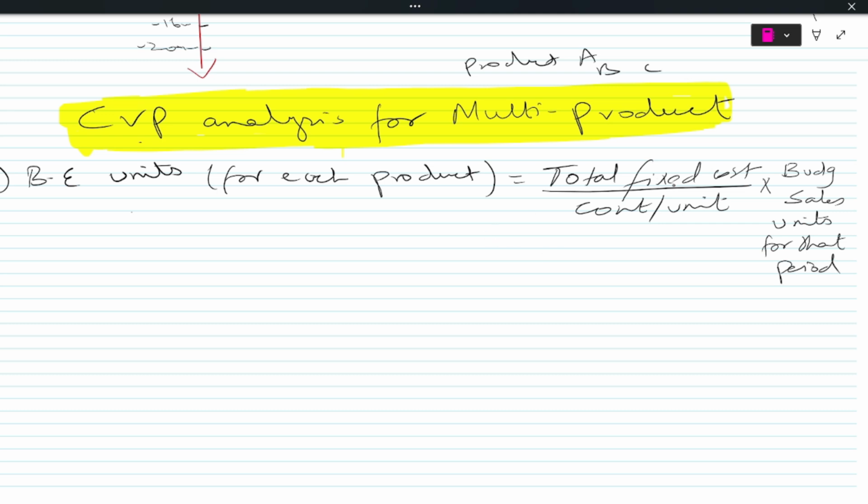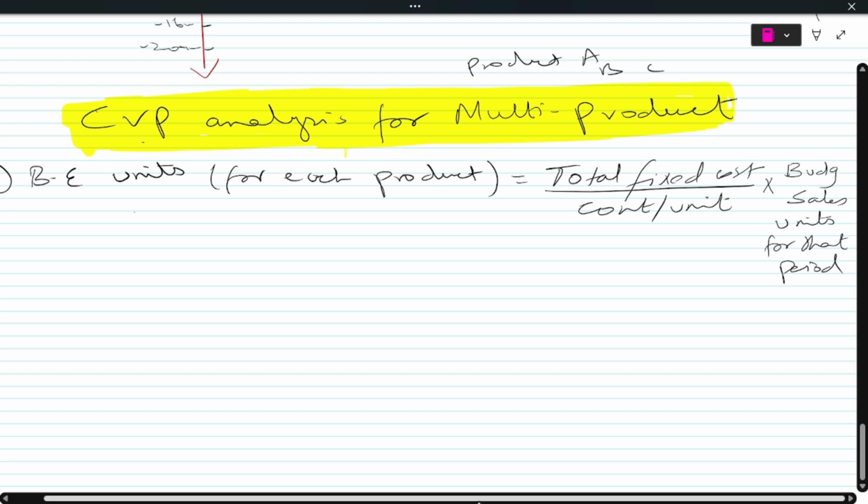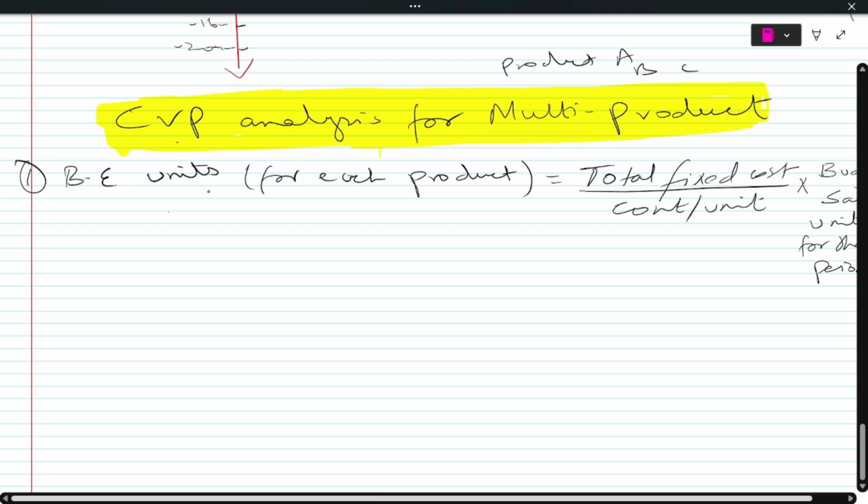Okay, so total fixed cost divided by contribution per unit into budgeted sales unit for that period. Got it? That's how you'll be calculating your break-even units for each product in case of multi-product, where you'll be having more than one product.